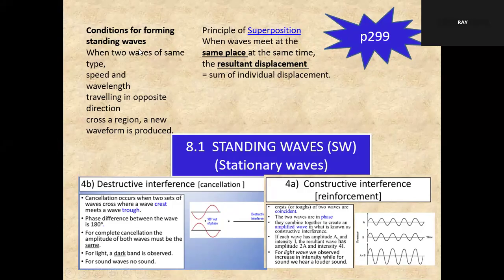Condition for standing wave: two waves of the same type, speed and wavelength, traveling in opposite directions, must cross the same region. A new waveform is produced. Principle of superposition: when waves meet at the same place at the same time, the resultant displacement is the sum of the individual displacements. And there is destructive interference and constructive interference.